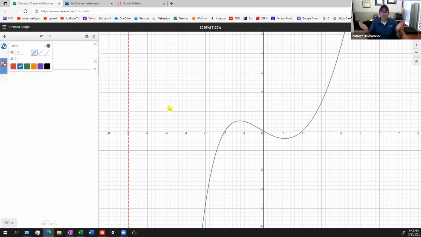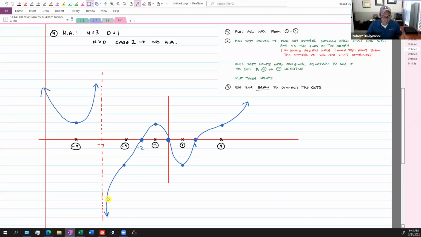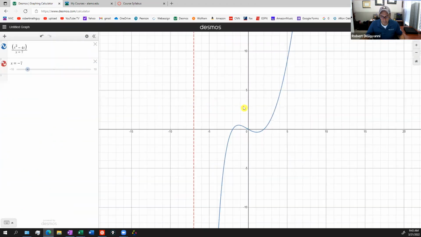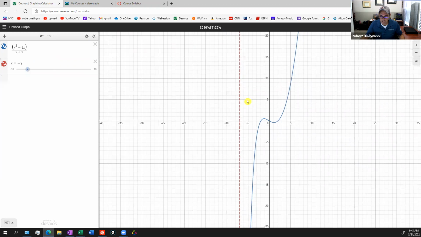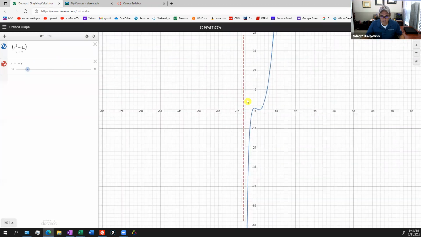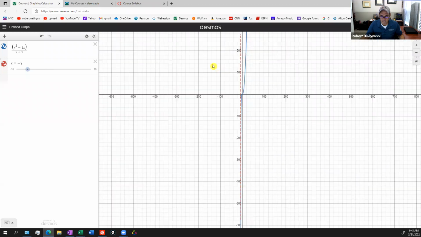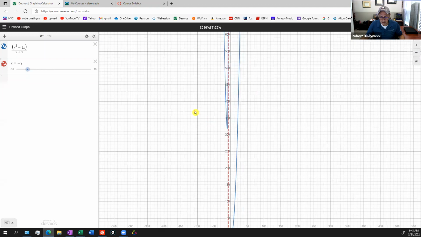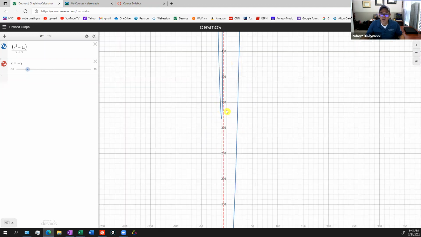Okay, so this is what the computer gave us, right? So far, this is what the computer gave us. I've got to zoom out. Look, I'm zooming out, and I still don't see anything else. Do you see that? Oh, there it is. You see, it's hard to see that part of the graph.